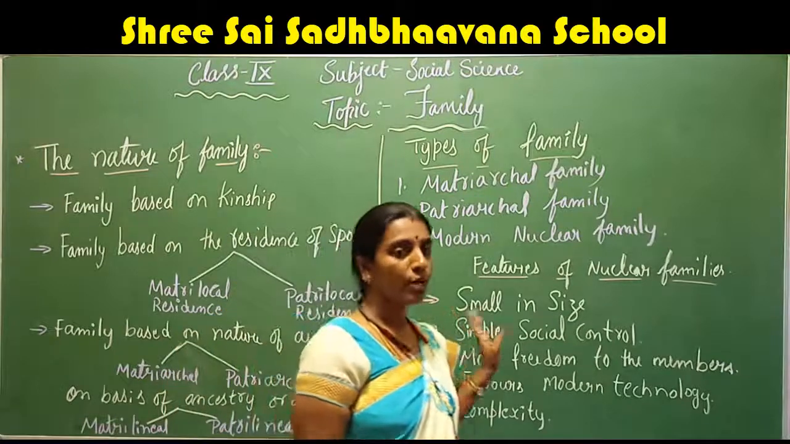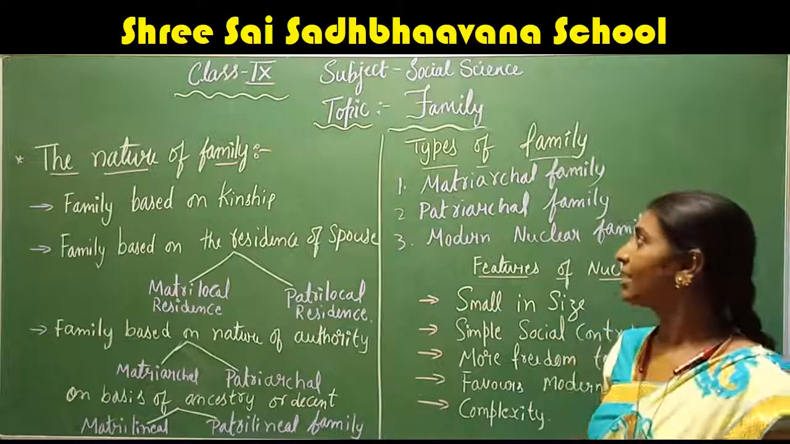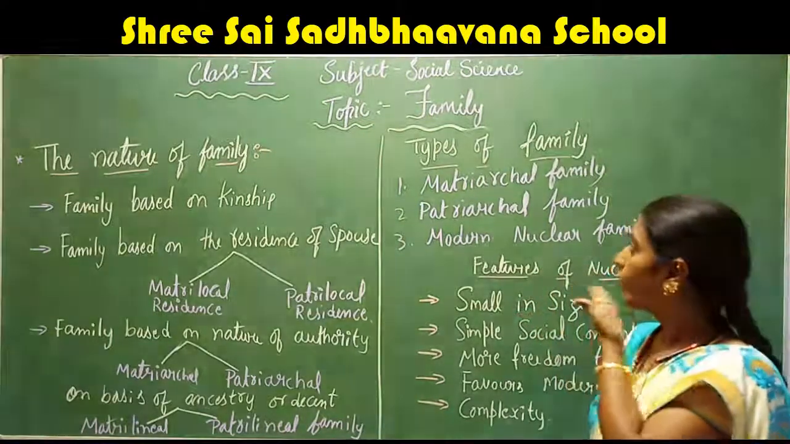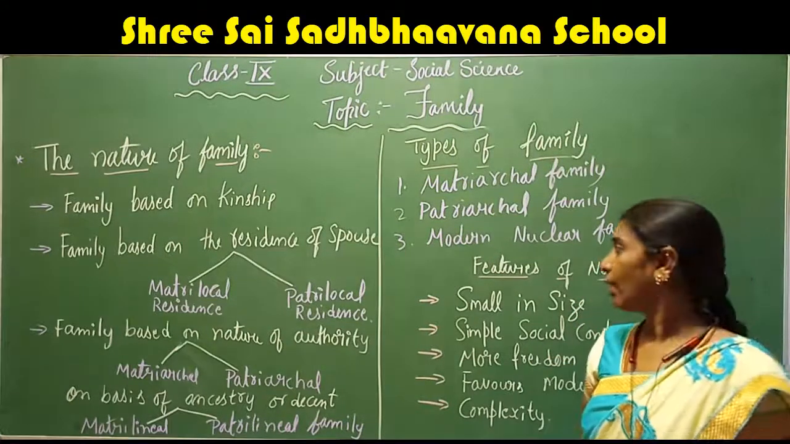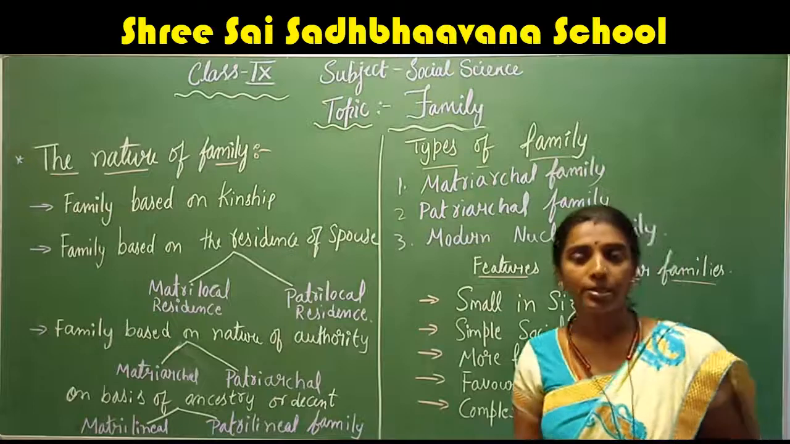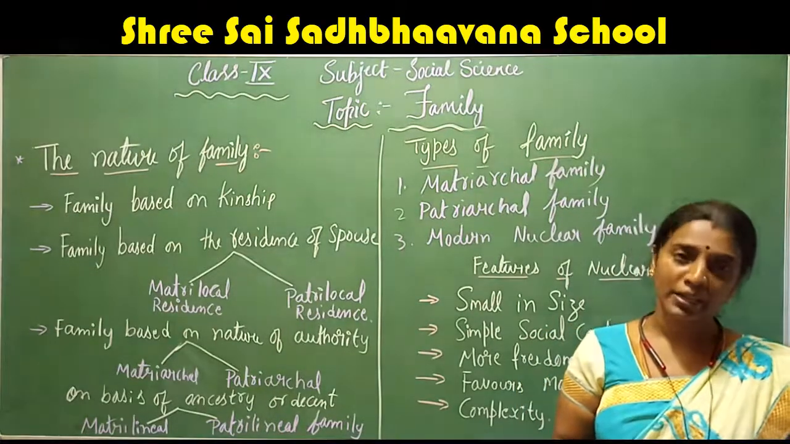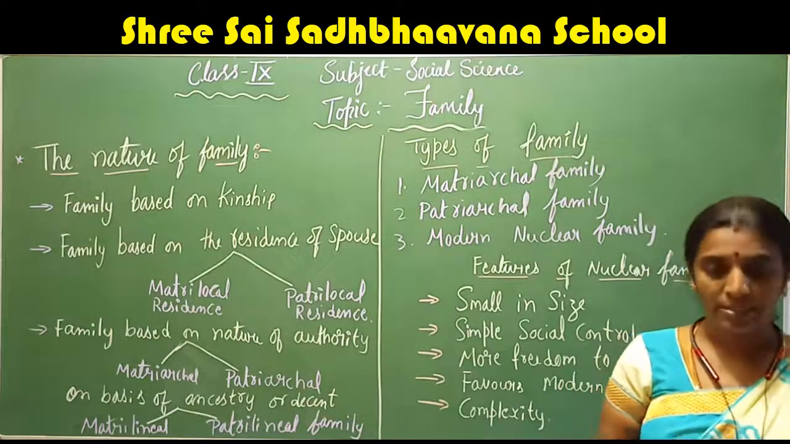I hope you understood, children, about the nature of the family. According to the nature, it is divided into types of families: matriarchal, patriarchal and modern nuclear family, and also its future. Yes, children. Next, we will continue with the joint family and characteristics of joint family, which is the last topic under this lesson.